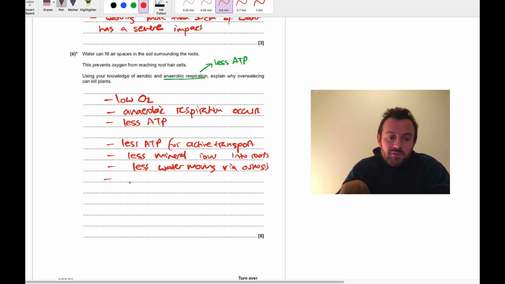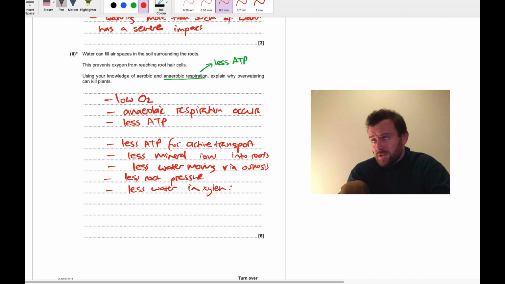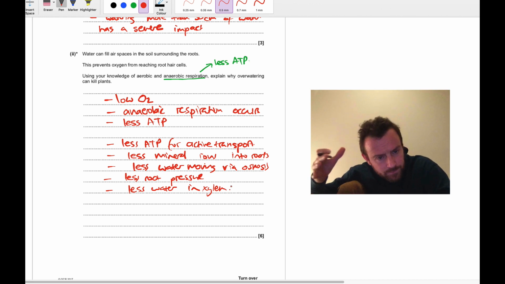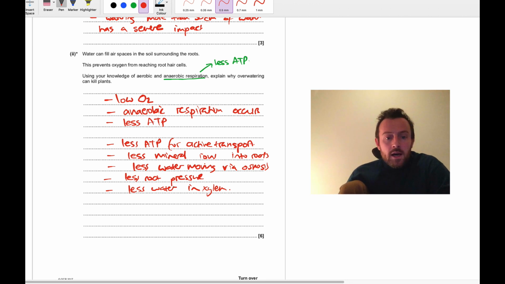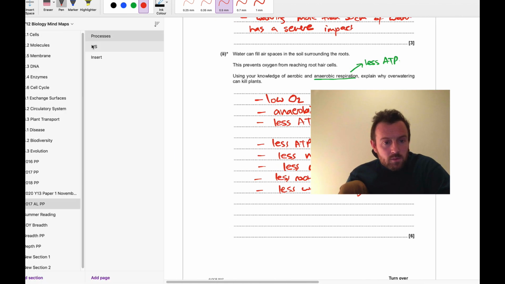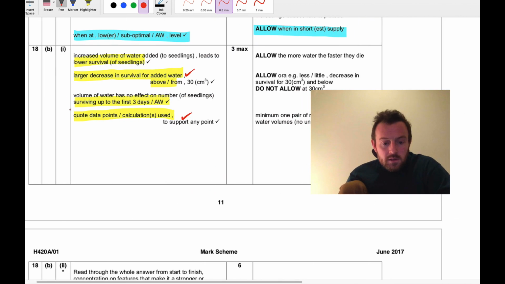So therefore we can have less root pressure and less water in the xylem, which is so weird because you think that you give lots of water and it has lots of water, but no, it actually means that it can't take in the water. So that's what I'm thinking. And of course, any other metabolic processes in the roots are also going to suffer. So that's going to be an issue. Let's look at the mark scheme and see what else I've missed.